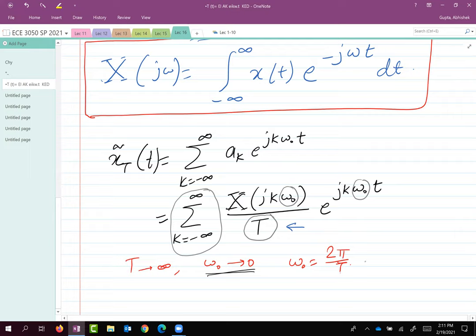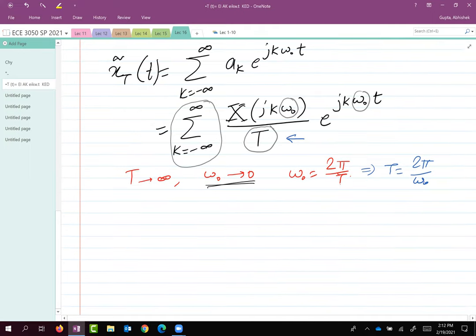I can replace it by 2 pi over omega naught. And then I can just take omega naught going to zero, because that's the same thing as saying T goes to infinity. Okay, so let's do that.